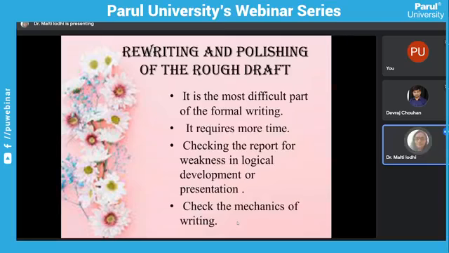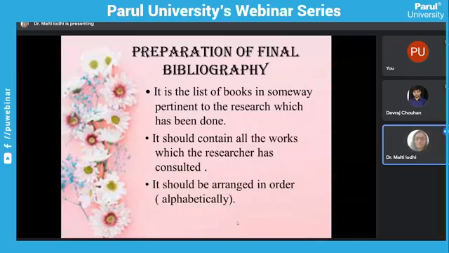The rewriting and polishing of the rough draft is the most difficult part of the formal writing and requires more time, checking the report for weaknesses in logical development or presentation. So check the mechanics of the writing. Each and everything we have to check in the rough draft. Then only can we write the final draft. Now we have to check the bibliography, which we have used for writing a report.